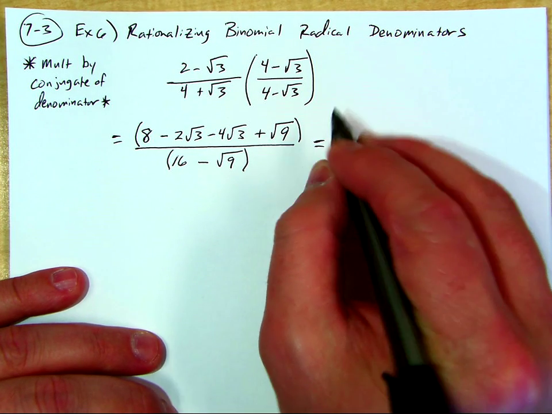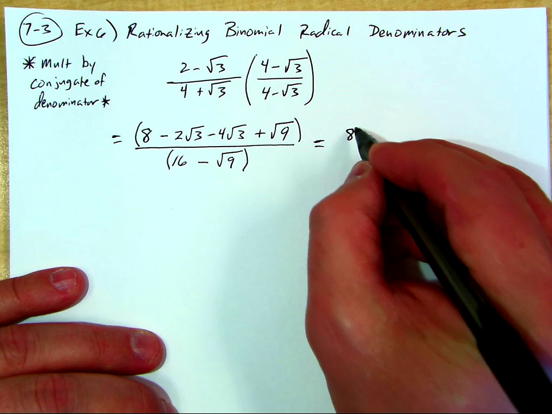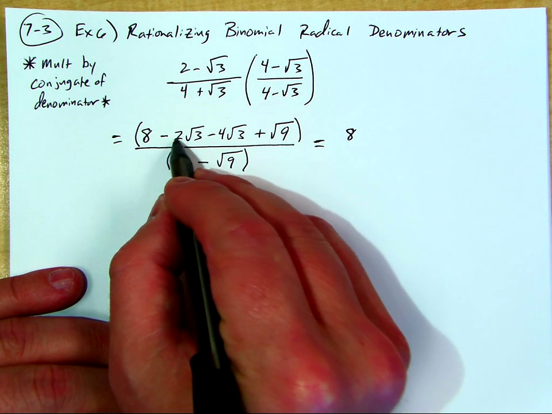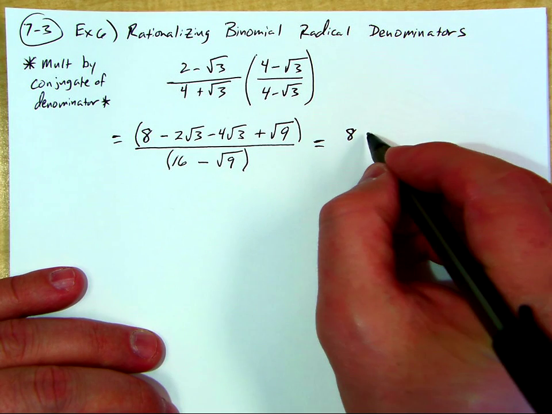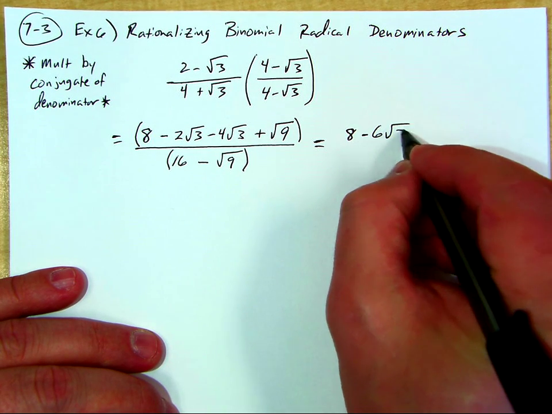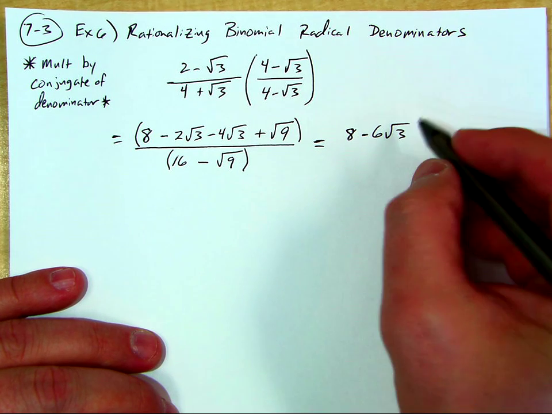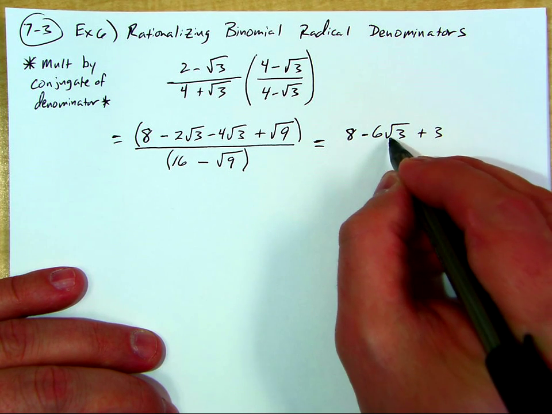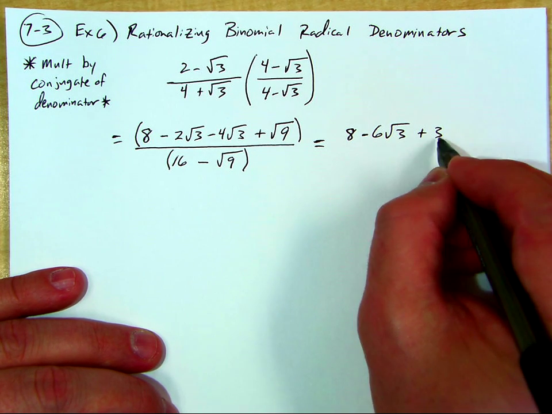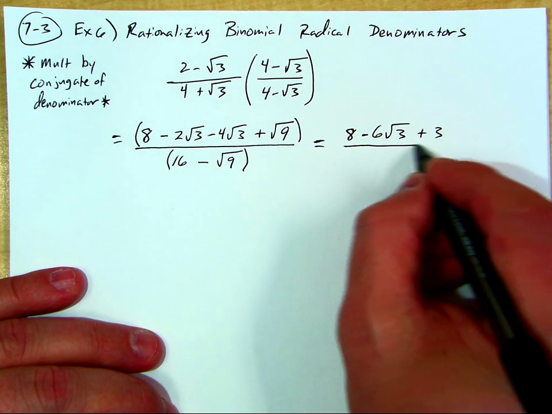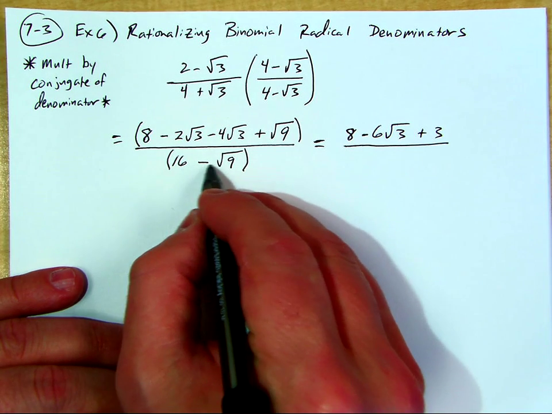Alright, so where else does this go? We stick with the 8, like terms here. Negative 2 minus 4 is minus 6 rad 3. And this is going to be plus 3. That's not like terms either. That's a radical 3, that's a 3. Don't put those together. And this is going to be 16 minus 3.